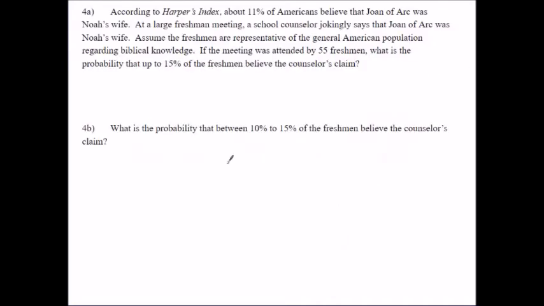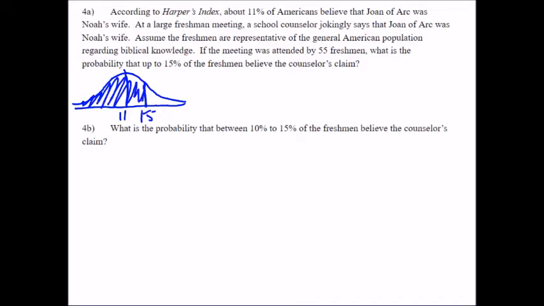Number 4. According to Harper's Index, about 11% of Americans believe that Joan of Arc was Noah's wife. She wasn't. At a large freshman meeting, a school counselor jokingly says that Joan of Arc was Noah's wife. Assume that freshmen are representative of the general American population regarding biblical knowledge. If the meeting was attended by 55 freshmen, what is the probability that up to 15% of the freshmen believe the counselor's claim? So here's our standard curve. Now the mu is 11%, and we want to know up to 15, so we're calculating this portion here.